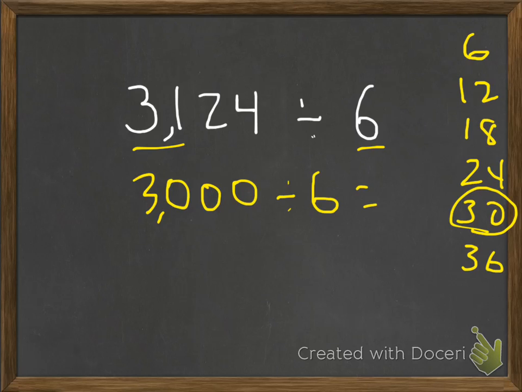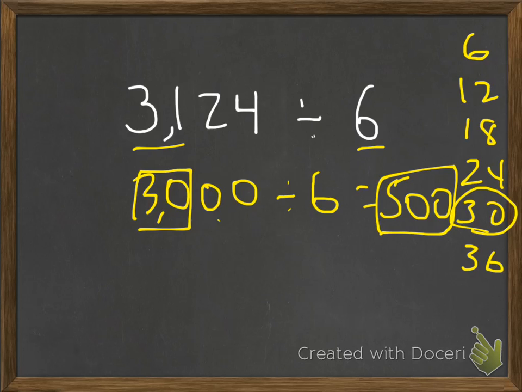I know if I have 30 divided by 6, that gets me 5 as my answer. I have 2 zeros left over, and I need to add that to my answer. And then the 3,000 divided by 6 would get me 500 as an answer, because 500 times 6 would equal 3,000, so 3,000 divided by 6 is going to equal 500. And that's going to be my estimated answer for 3,124 divided by 6. That's how you use compatible numbers when the divisor is a single digit.